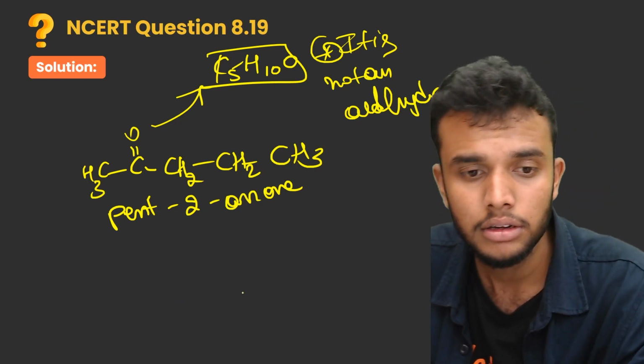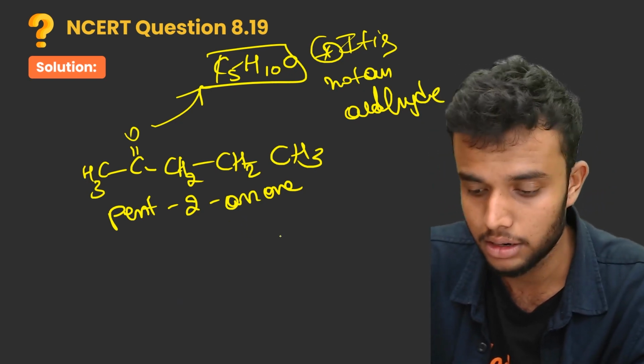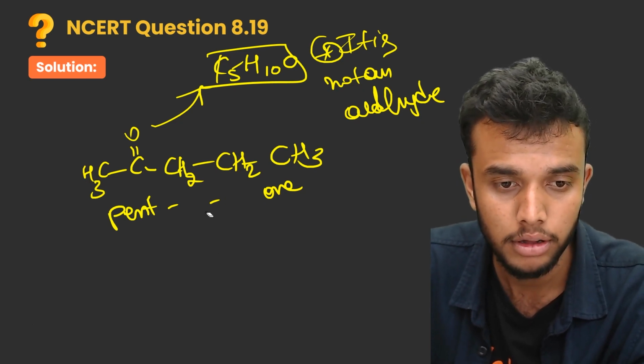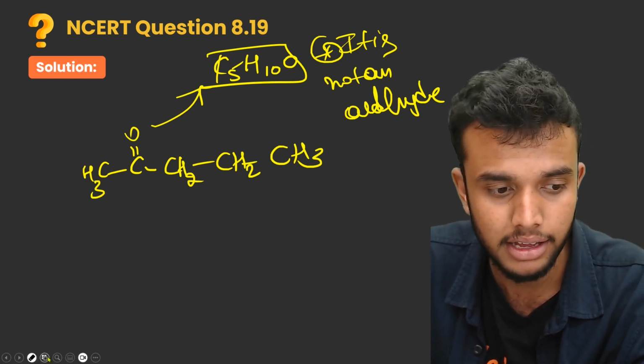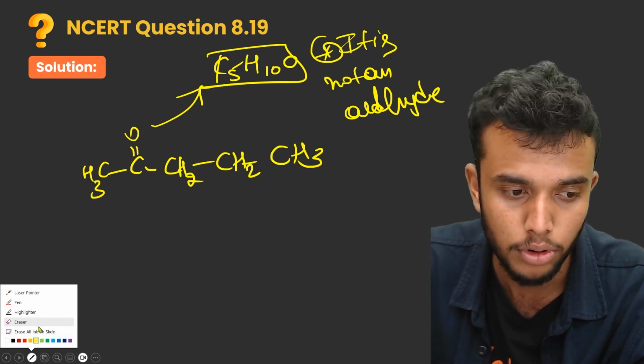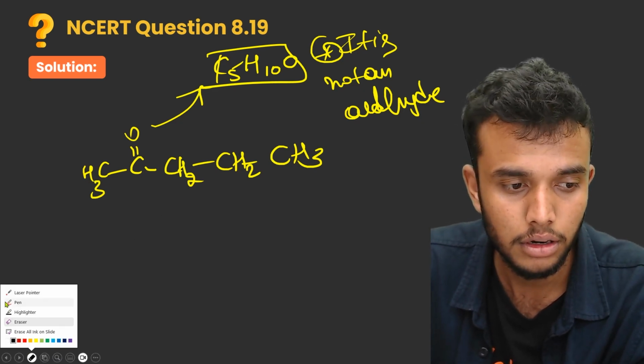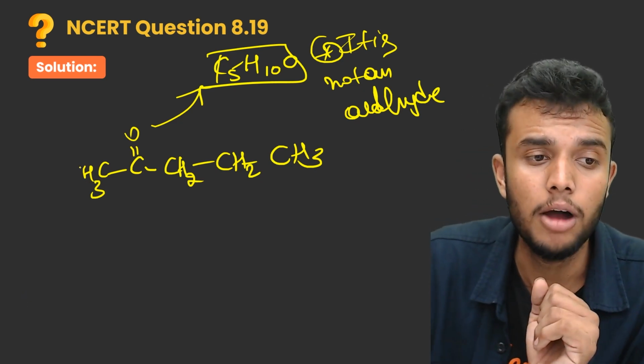Understood? Pentan-2-one, right? What is the name of the compound? It's a ketone compound, it's a methyl ketone compound. Understood? Okay, students, understood? The compound is this.